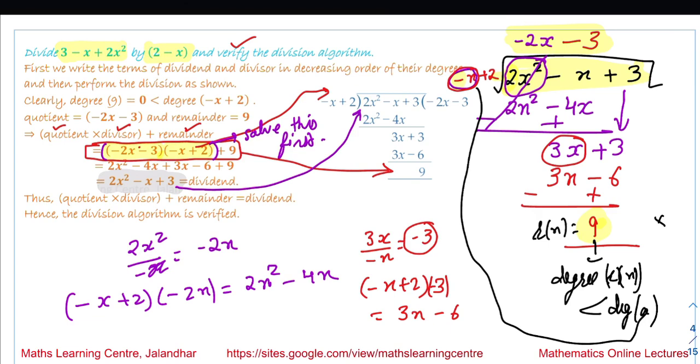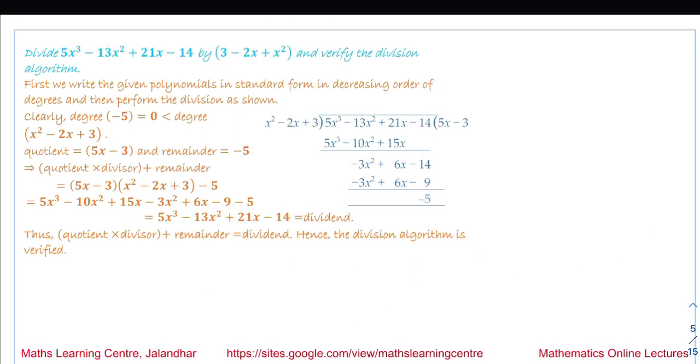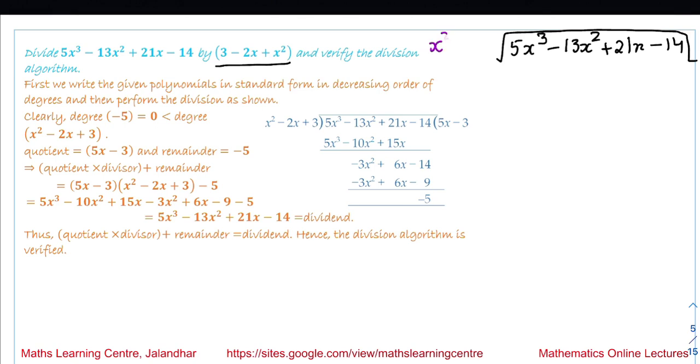Next is divide these two polynomials. These are given to us and we have to verify that. So same procedure we are using over here. The terms we have over here are 5x cube minus 13x square plus 21x minus 14, and we have to divide it with these terms I am talking about. We are writing them first in the standard form, so it is x square minus 2x plus 3.